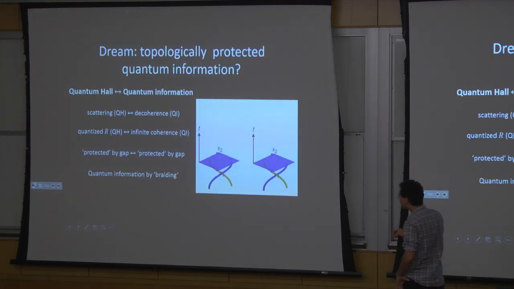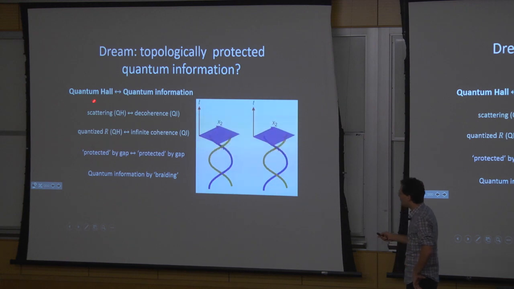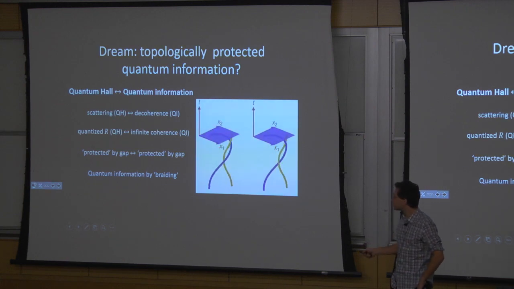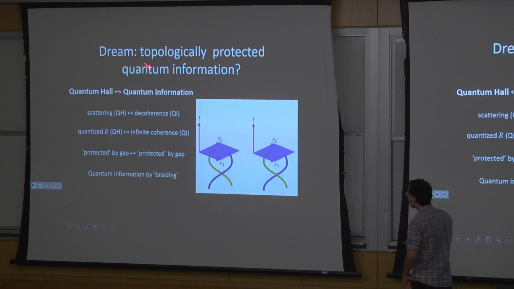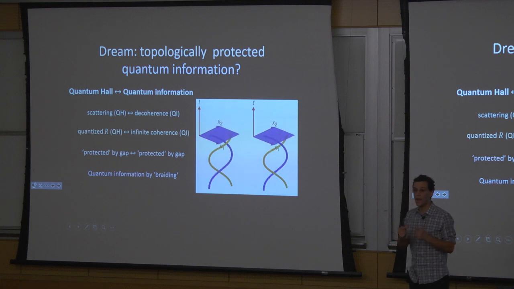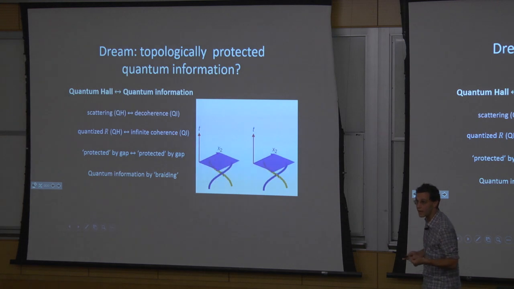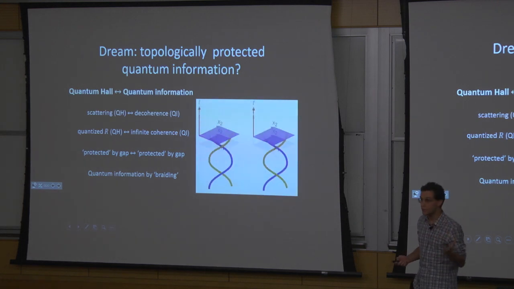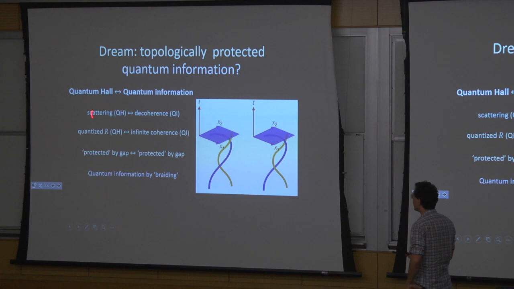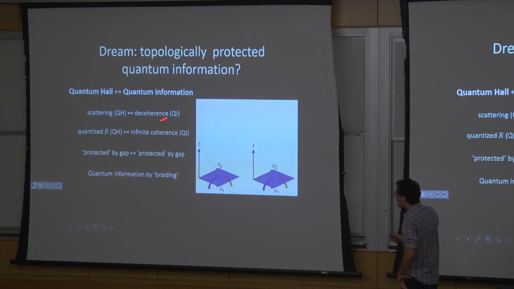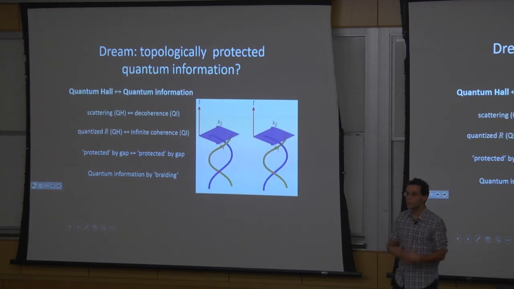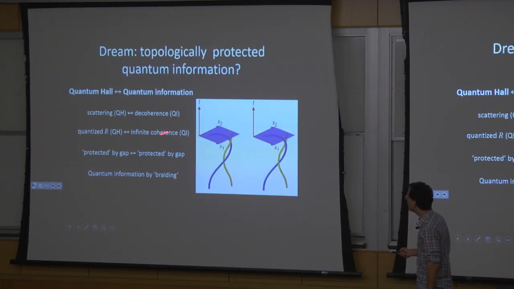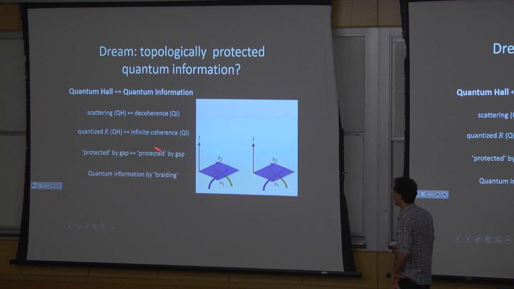So let me list the analogies. In quantum Hall, what we care about is resistance, so what we care about is dissipation and scattering. The analog in quantum information is decoherence. If you have a quantum state, you want it to stay the same or evolve in some well-understood way without turning into something that you don't control. If you could eliminate decoherence in the same way that you eliminate scattering to get a quantized resistance in the quantum Hall effect, you would have an infinitely coherent qubit in this other setting.